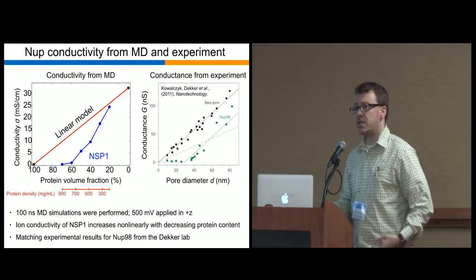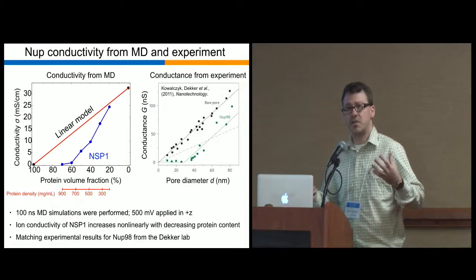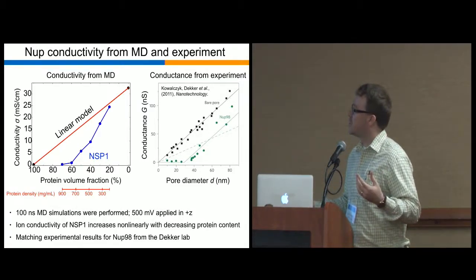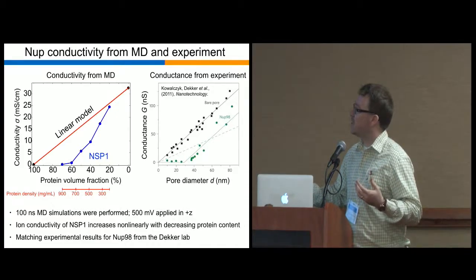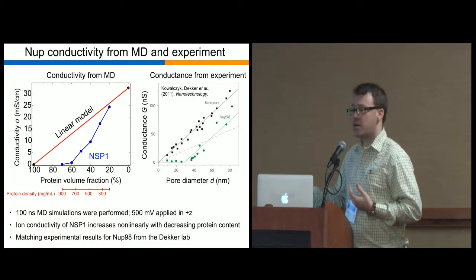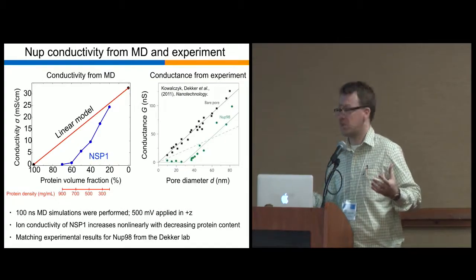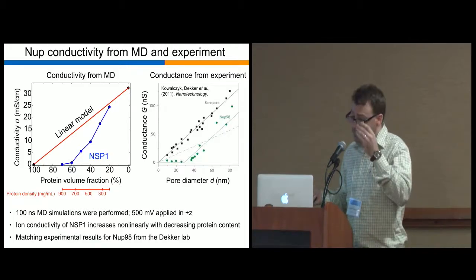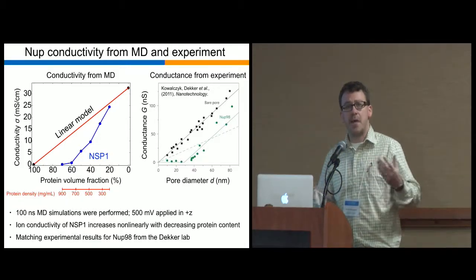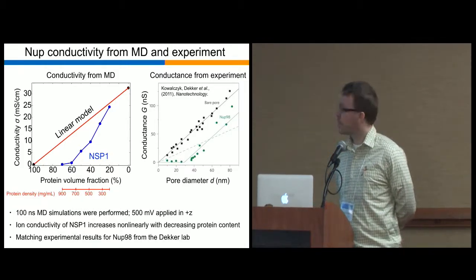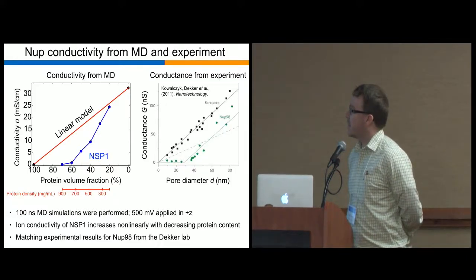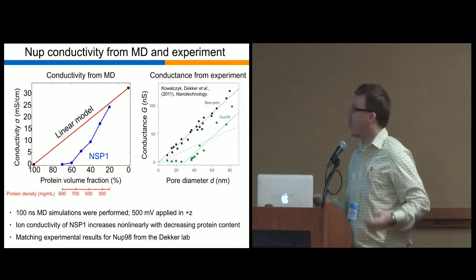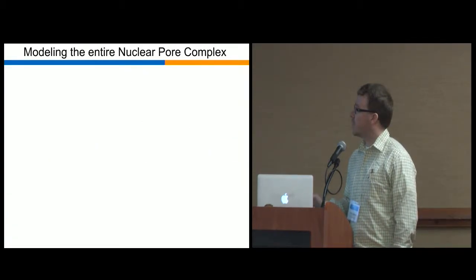And what we see is this transition, just as seen in experiment, from conducting to not conducting. At about 60% of protein volume, it switches to not being able to conduct any ions at all. So we were encouraged by this result in that we were able to match qualitatively what was seen in an experiment. And what we decided to do was to try to build an all-atom model of the entire nuclear pore complex.